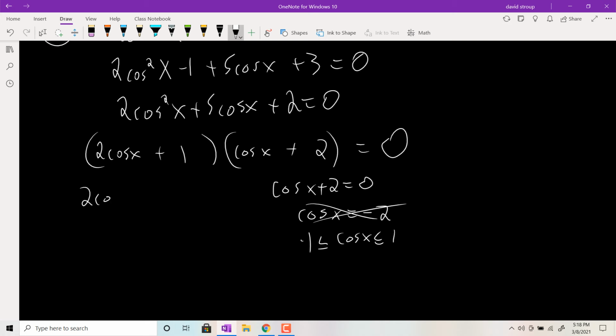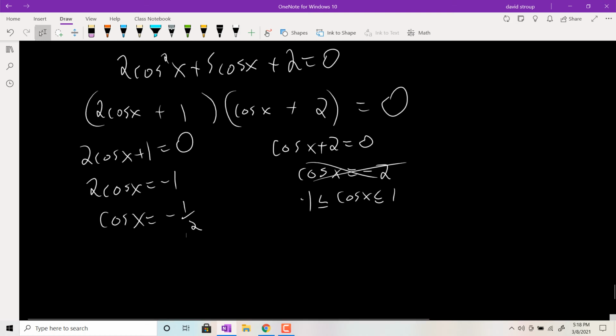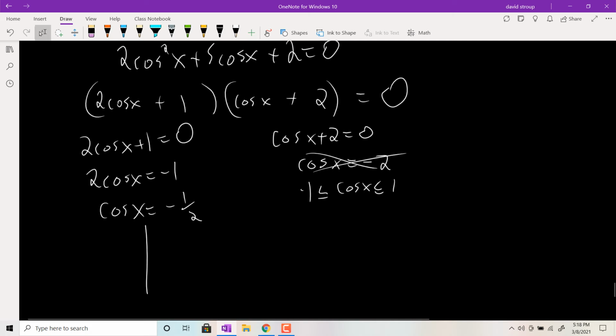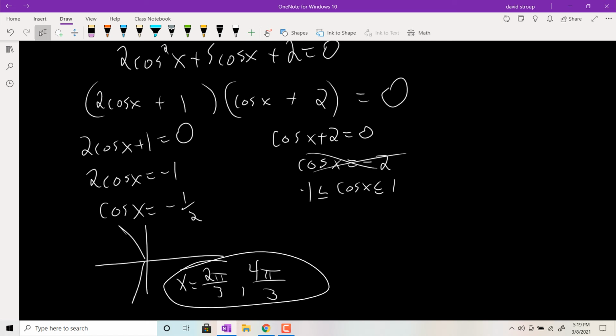Then the other guy, 2 cosine x plus 1 is equal to 0. Okay. 2 cosine x equals negative 1. So cosine x is equal to negative 1/2. And then the reference angle for 1/2 is pi over 3. We want, where is cosine negative? So it'd be down here and up here. So that's where x is 2 pi over 3 and then 4 pi over 3. Those will be the only solutions then.